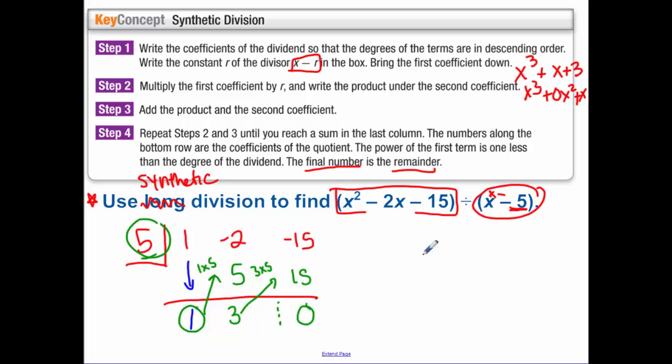This last number here is our remainder. We don't have any remainder, so what you have here is you have the coefficients of your new polynomial. Okay, my new polynomial, you decrease your coefficients by 1, so that's x plus 3. I started with an x squared. My new coefficient down here is x plus 3.